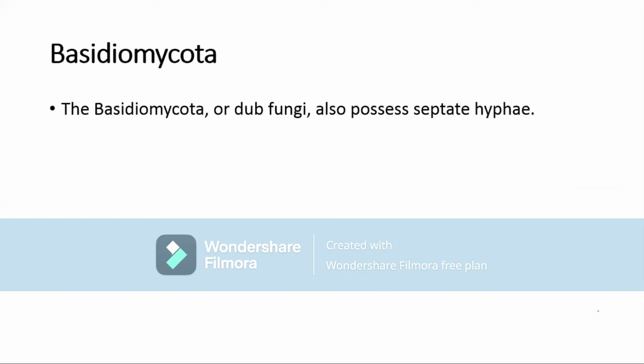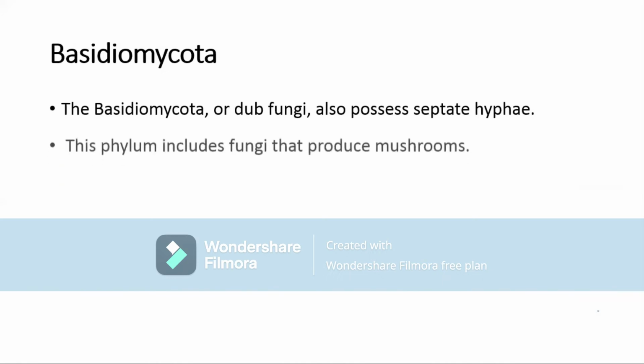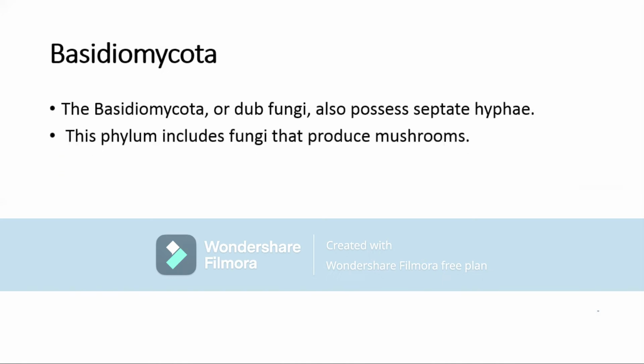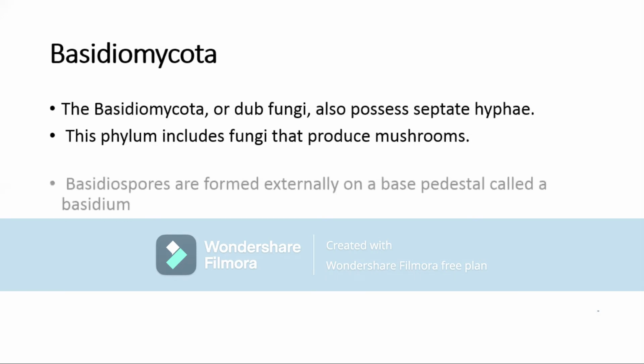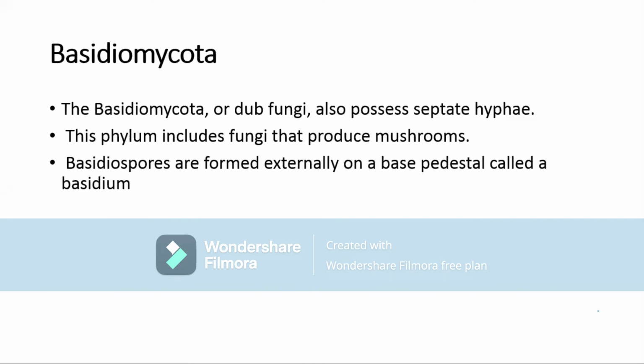So they possess septate hypha, and one of the remarkable members is the mushrooms. They form some structures which are club shaped, in which the spores are produced. That's why they are called club fungi. And वो जो club shaped structure है जिसमें ये spores produce होते हैं उसको basidium कहते हैं.